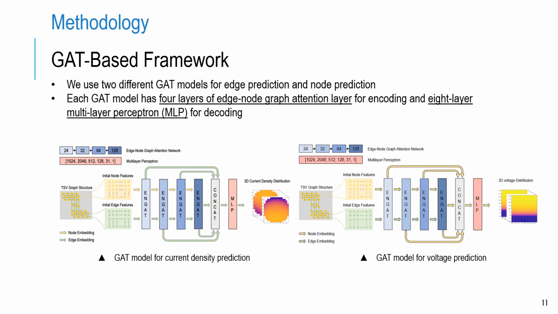For each prediction task, we use four edge node graph attention layers to extract information embeddings. The embeddings from each GAT layer are concatenated for final embeddings. For current density predictions we use edge embeddings, while for voltage predictions we use node embeddings. Finally, we employ an 8-layer MLP to decode these embeddings and produce the final outputs.